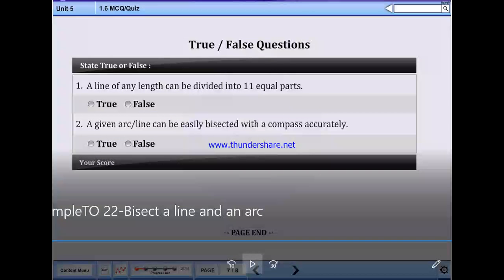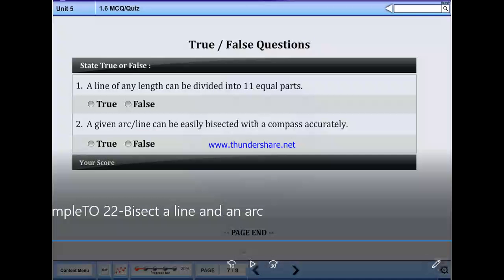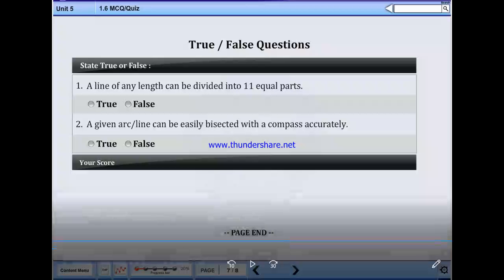Now note down the true or false questions.